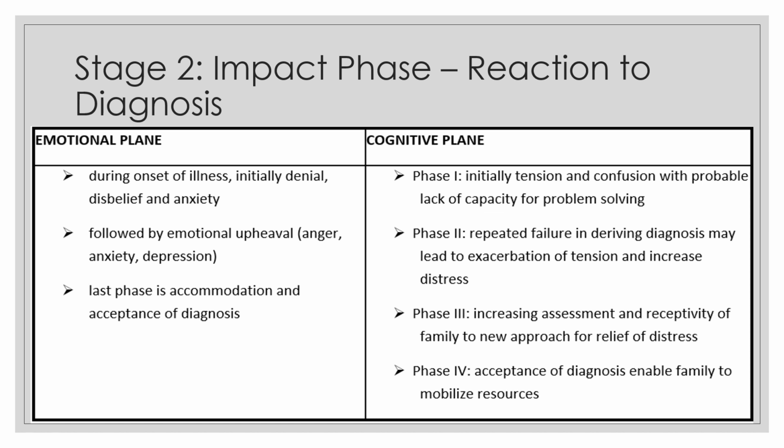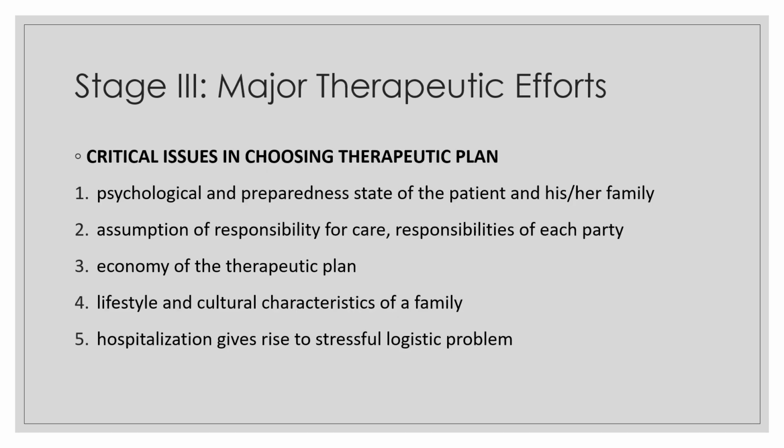The cognitive plane has 4 phases. Phase 1 is initial tension and confusion with probable lack of capacity for problem solving. The second phase is that repeated failure in deriving a diagnosis may lead to exacerbation of tension and increased distress. Phase 3 is an increasing assessment and receptivity of the family to new approaches for relief of distress. And phase 4 is acceptance of the diagnosis, and the family is able to mobilize resources.